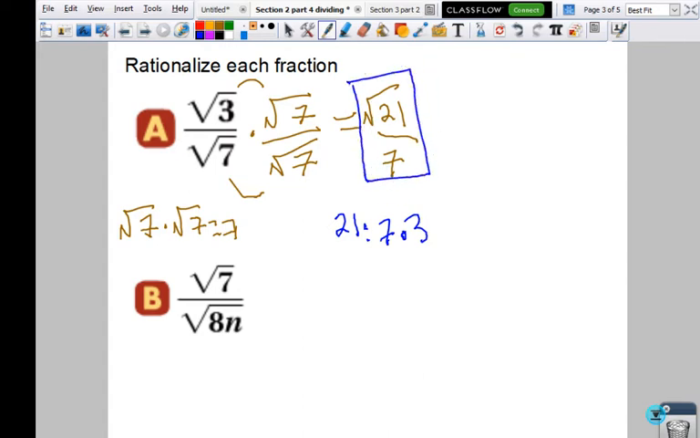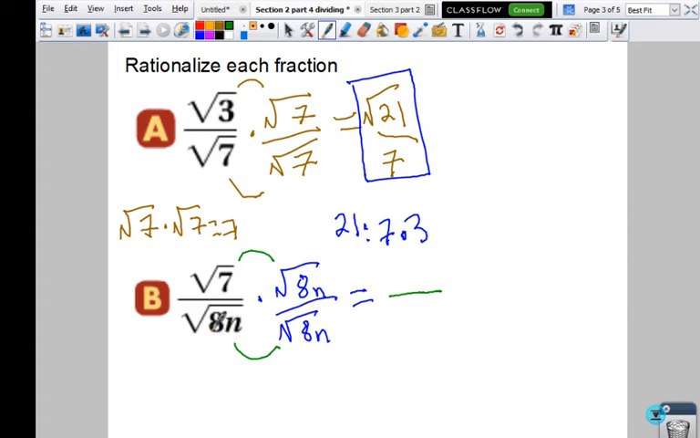Alright, let's do part B. So on part B, I have square root 7 over square root of 8n. Even though I have an n in my denominator, nothing changes. I'm still going to multiply by square root of 8n over square root of 8n. And we're going to multiply the top parts together, and the bottom parts together. I like doing the bottom part first, though, because it's easier, because they're exactly the same.